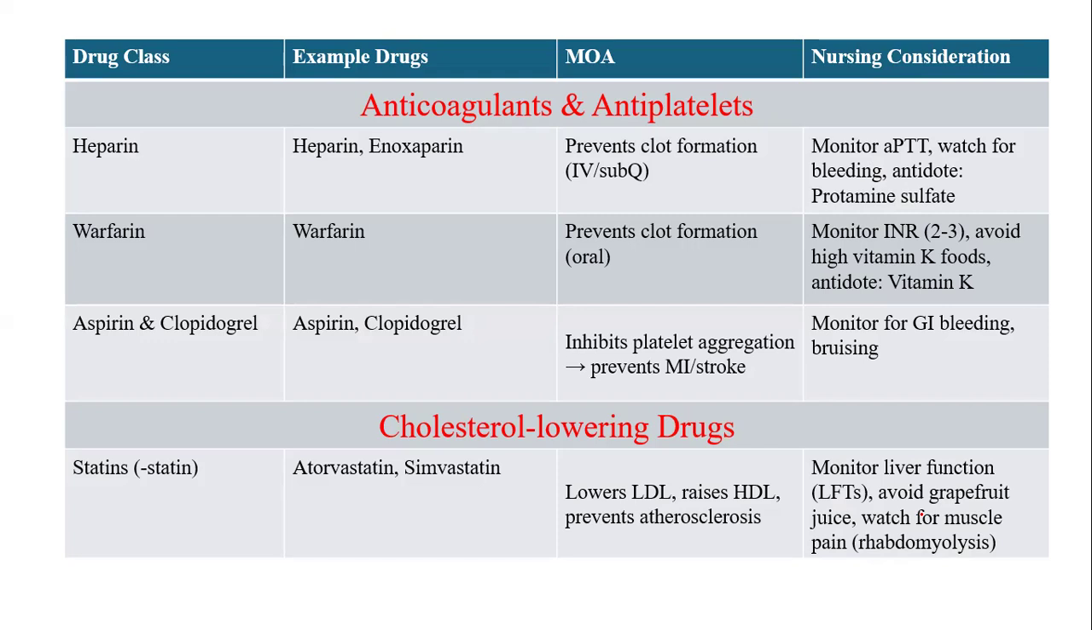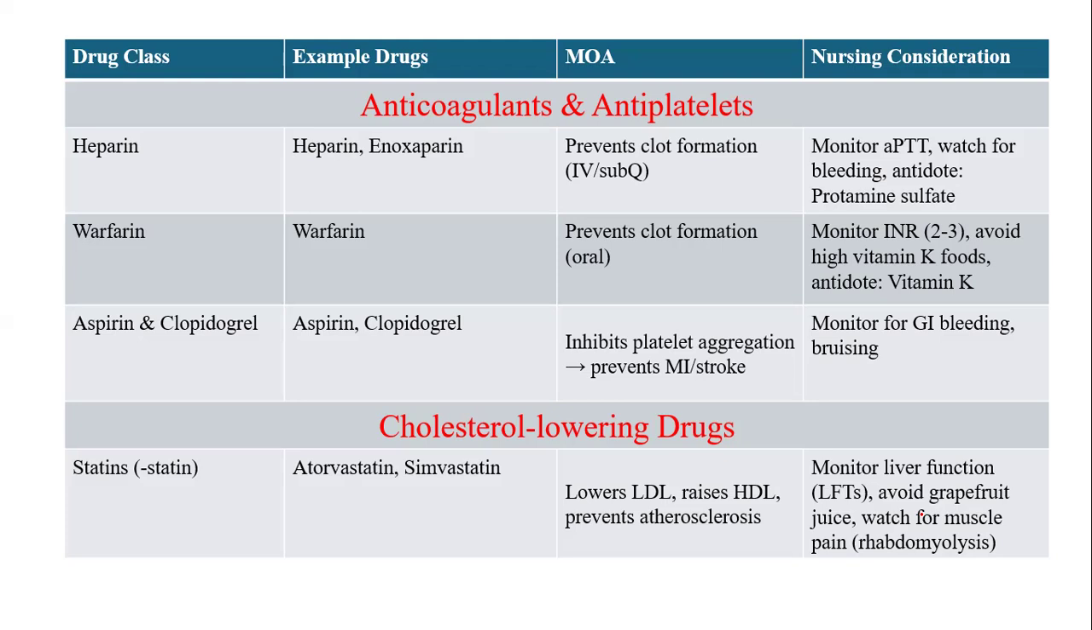Important medications for heparin. The drug examples are heparin itself and enoxaparin, which is low molecular weight heparin, right? And they prevent clot formation. We can give IV and sub-Q, and most of the time we give these medications subcutaneously. What are the considerations? We need to monitor APTT with the heparin and watch for bleeding. Antidote for heparin is protamine sulfate.